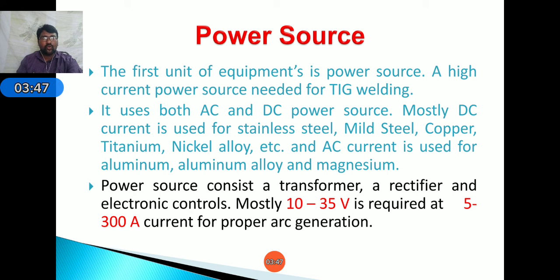The power source consists of a transformer, rectifier and electric controls. Mostly 10 to 35 volts are required at 5 to 300 amperes of current for proper arc generation. These are the VI characteristics.